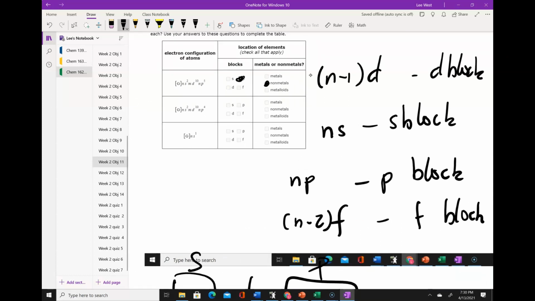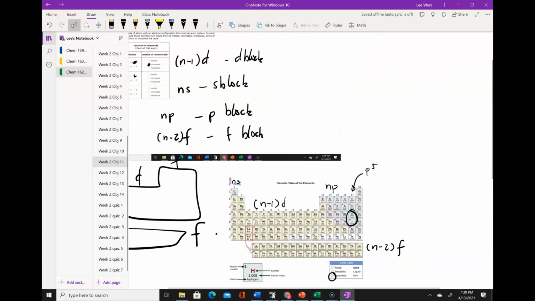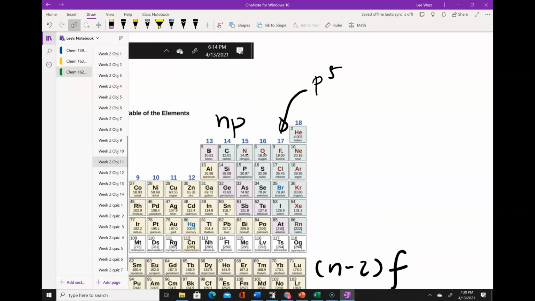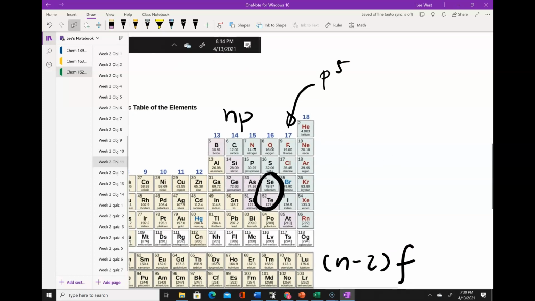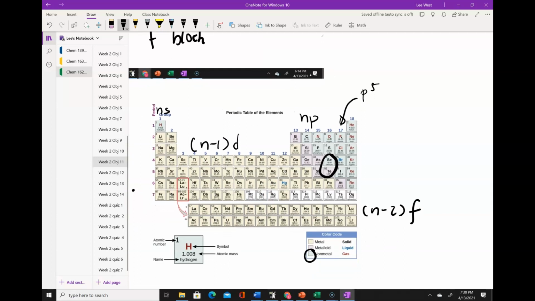It's got a completely full S, a completely full D, and then it's got 4 in a P. So it's got Ds, but it doesn't have Fs. Basically it's just one space over from what we saw before. It's going to be in the P block, and they're going to be the two that are over here, because it's got Ds but it doesn't have Fs. It can't be sulfur because sulfur doesn't have Ds. It can't be oxygen, oxygen doesn't have Ds. It can't be polonium because polonium is going to have Fs. So it's got to be one of these two.